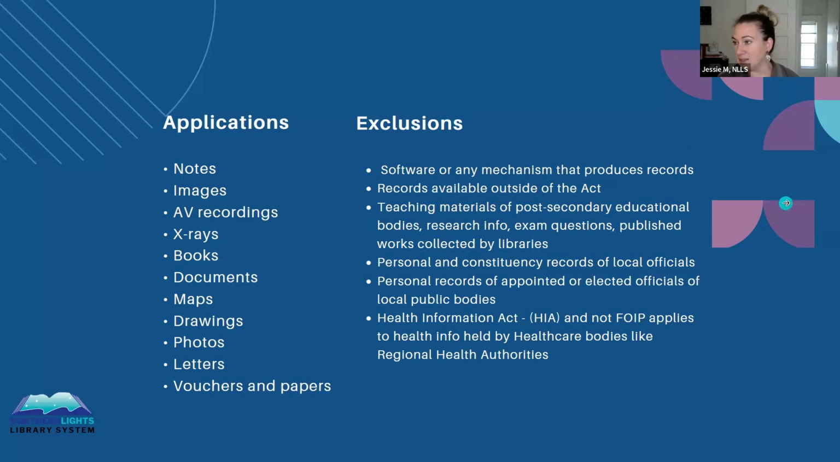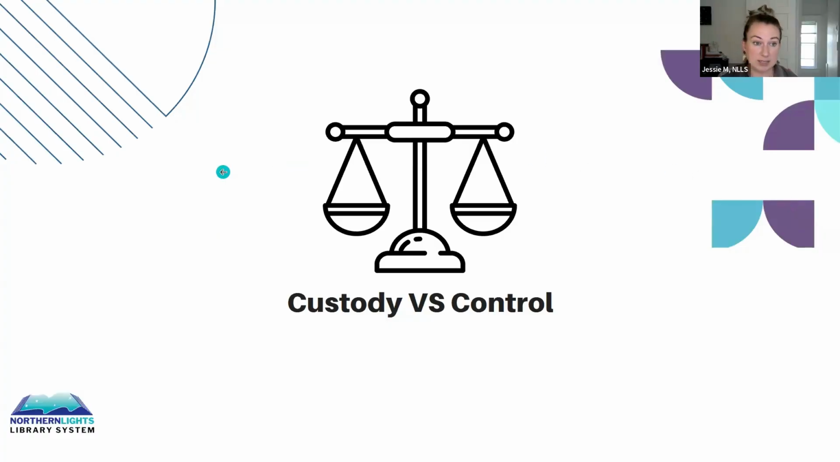So the next thing that we're going to talk about is custody versus control. Custody means that a public body physically holds a record. So the implication there is that the public body is responsible for managing the record, including its storage, protection, and maintenance. An example of that would be the library has custody of books, library cards, and membership information stored on its premises or in its databases.